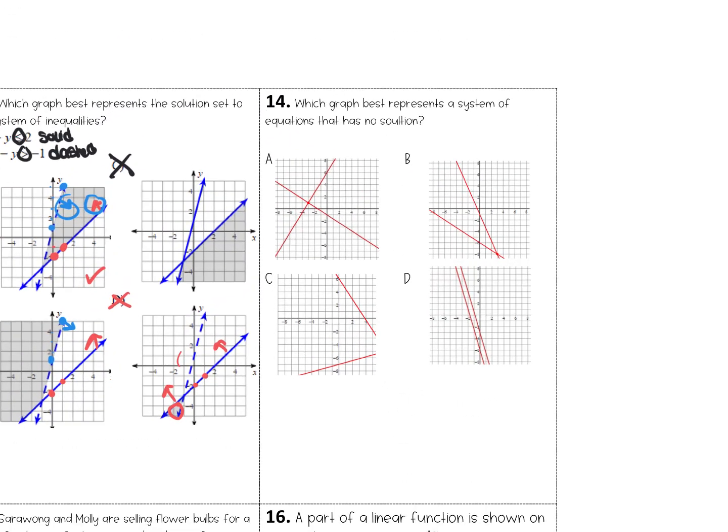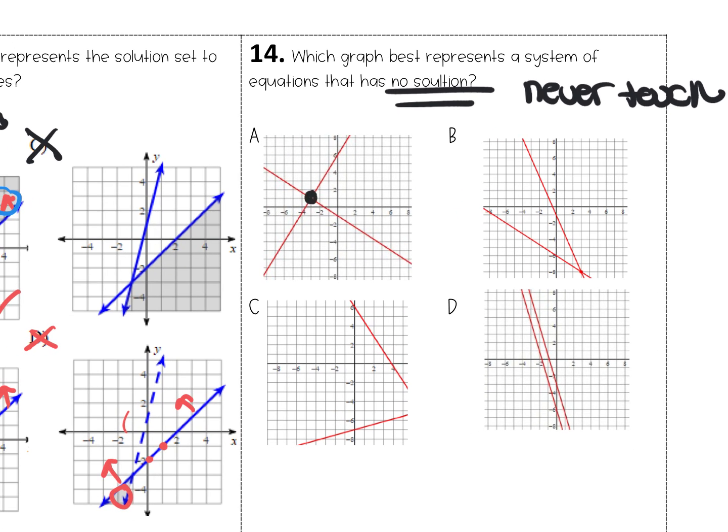And the next one, it says, which system best represents no solution? No solution means never touch. If you are never going to touch, your line should be parallel. So these ones touch, that's not it. These ones touch, that's not it. These ones are going to touch. If I extend the lines, they'll touch over here somewhere, that's not it. But letter D, no matter which way I slice it, those two are parallel and they will never, ever, ever intersect.